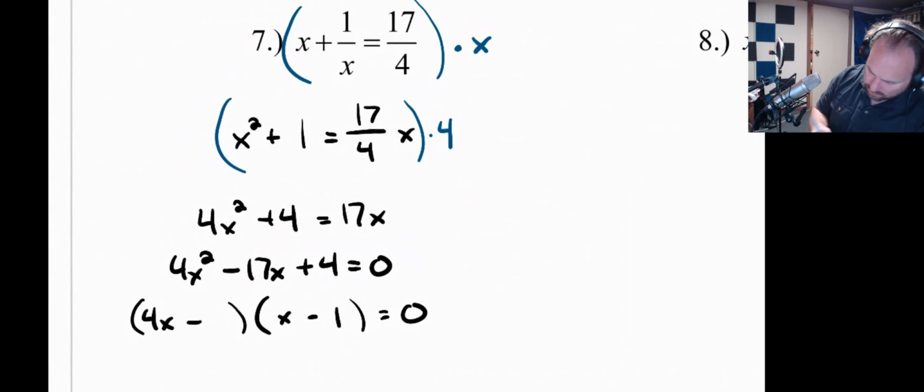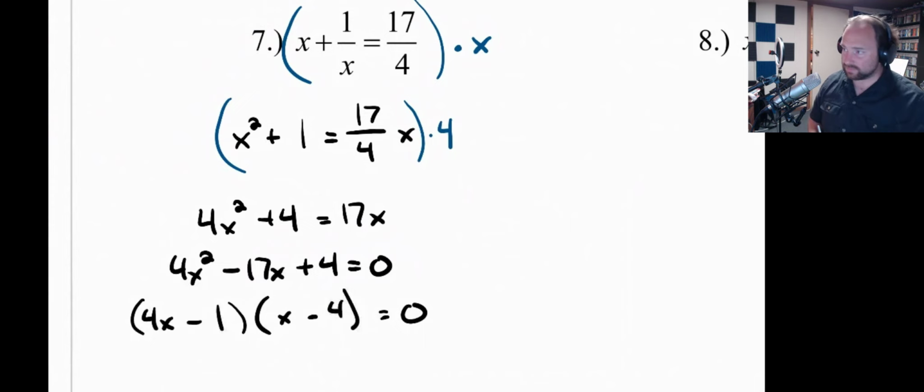Oh, okay, I gotta get the order right. This is minus 1, this is minus 4. Because then you'll have this minus 16x from these two. These two give you minus 16x, and these two give you minus 1x, and that's where the negative 17x comes from. There you go. Again, I wish I had a better way of explaining what's going on in my brain other than just guessing and checking.